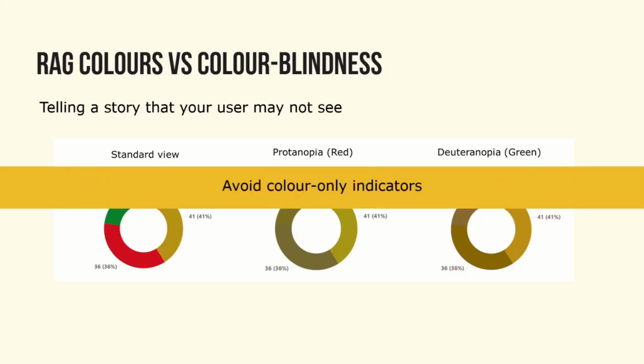So avoid color-only indicators. Add alternative ways for your users to identify categories or measures, or you can make use of accessible colors, which are colors with enough contrast so you can see that they are different, and then you have to add the meaning of each color.